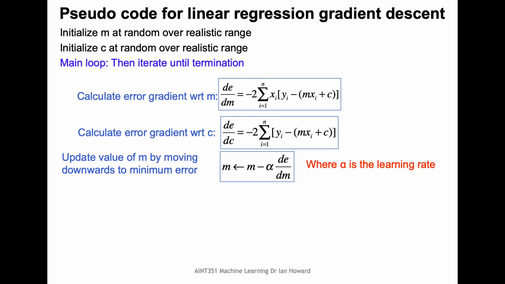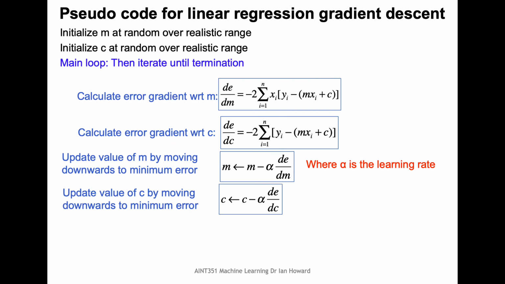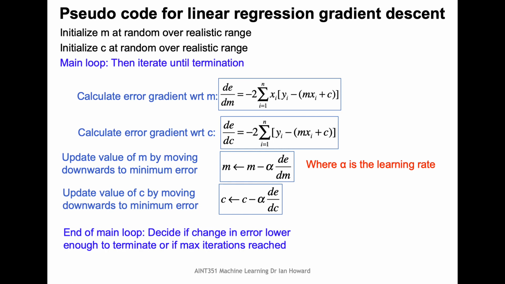It's got to be something not too big. We'll talk a lot about this when we do neural networks. Same thing again for C. We want to move the parameter value C in a direction which is going to reduce the error. So the new value of C is going to be the old value of C, take away alpha multiplied by dE/dC. So we're moving a little bit down the gradient for that as well.